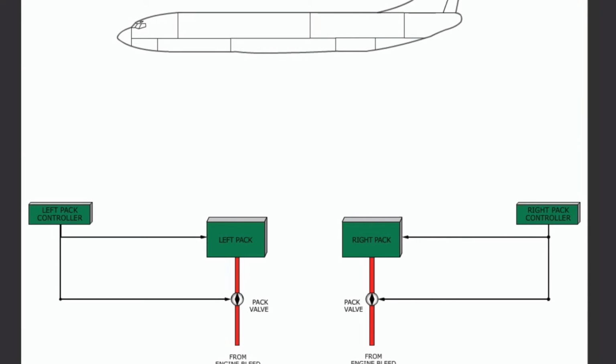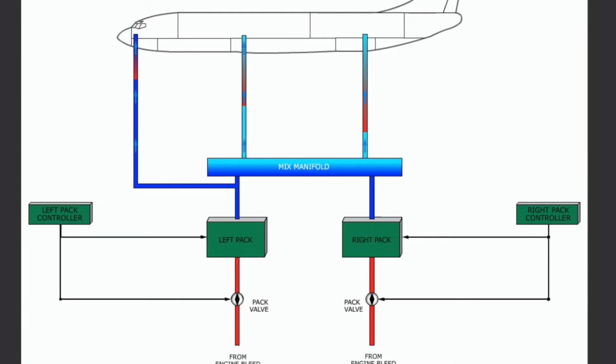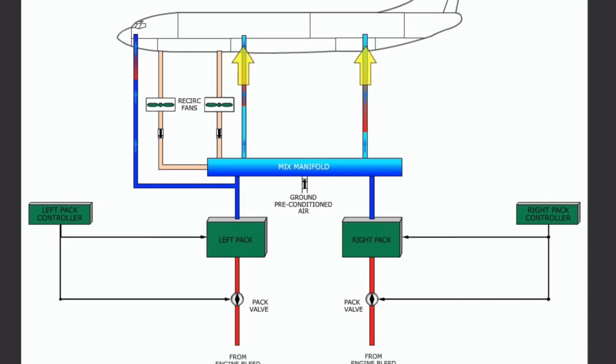The main distribution manifold consists of a mix manifold, ducting, and a ground air service connector. The mix manifold receives air directly from both air conditioning packs or an external preconditioned air source. The air is then mixed with recirculated cabin air supplied by the recirculation fans. The mixed air then flows through ducting into the aircraft cabin. Air supplied to the flight deck is not recirculated air from the mix manifold. It comes directly from the left air conditioning pack.